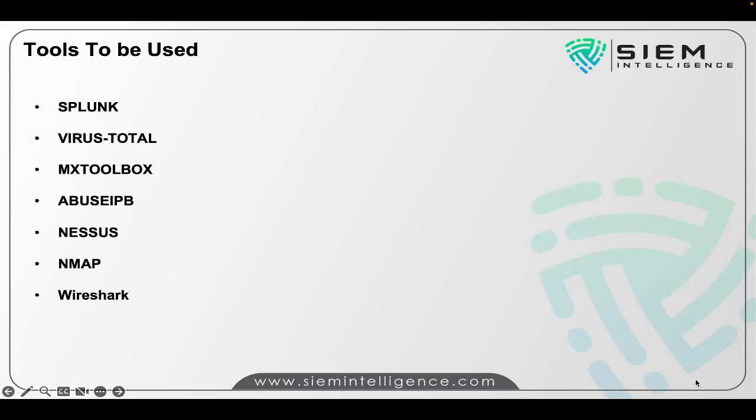Now the tools that we'll be using to perform all these functionalities are Splunk, VirusTotal, MX Toolbox, AbuseIPDB, Nessus, Nmap, and Wireshark. These are all freely available tools, guys. I'll give you the websites. Apart from these, we'll also be using some online tools for encryption, integration, and hashing mechanisms.